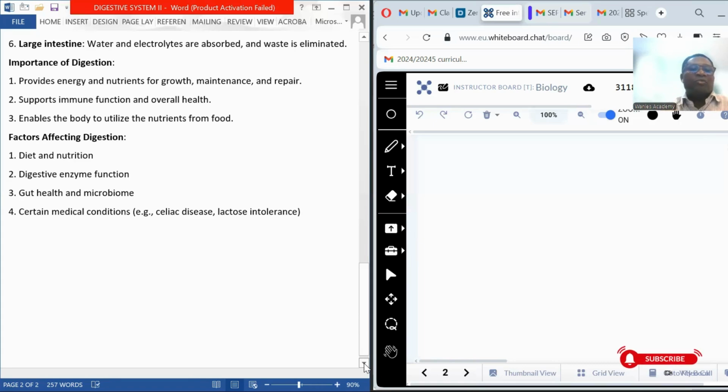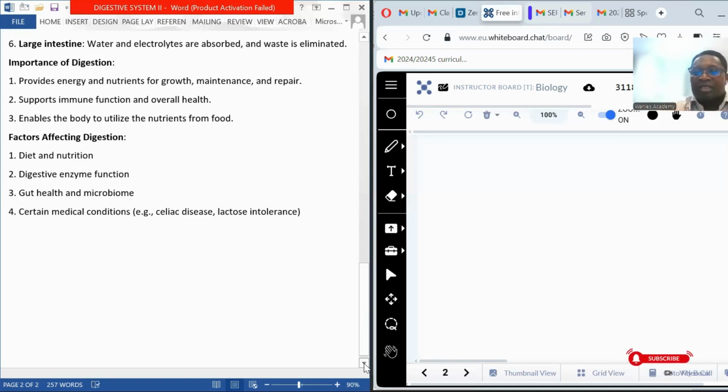Now, digestion also provides the body with immune function, where some materials like vitamins help strengthen the immune system to ward against germs and diseases. Digestion also enables the body to utilize nutrients useful for its metabolic processes.